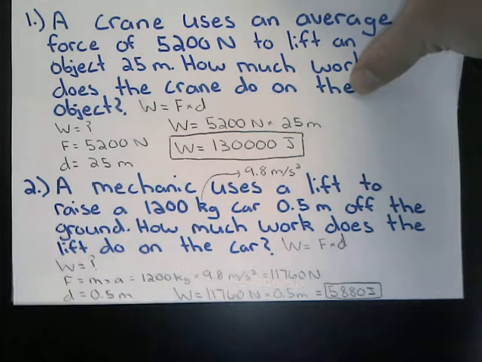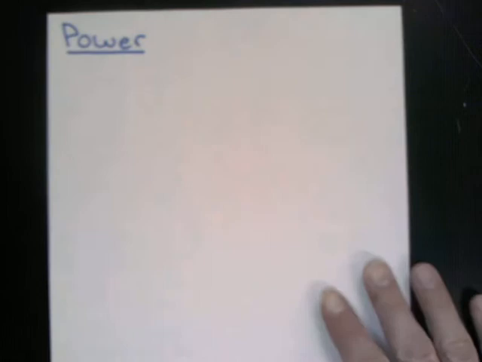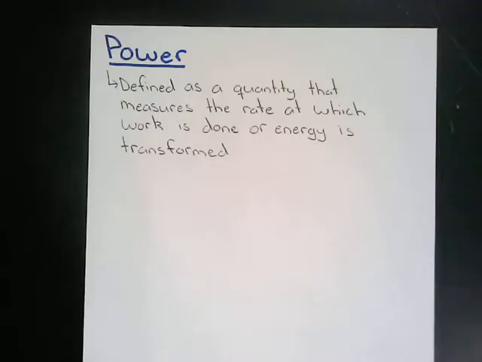And really, work and power can be used together, or they have to be used together to find out the things that need to be found. So the first thing that we'll start out here is just the definition of power. Power is defined as a quantity that measures the rate at which work is done or energy is transformed. So again, how power is related to work, it is the rate at which that work is done.